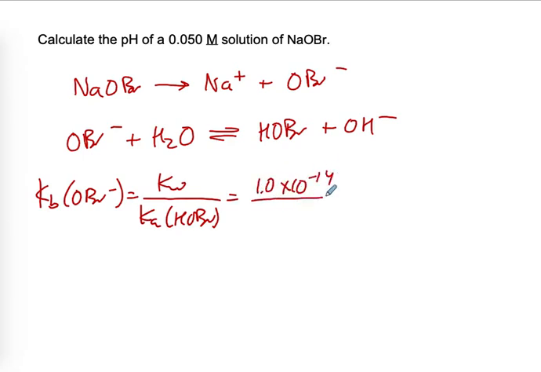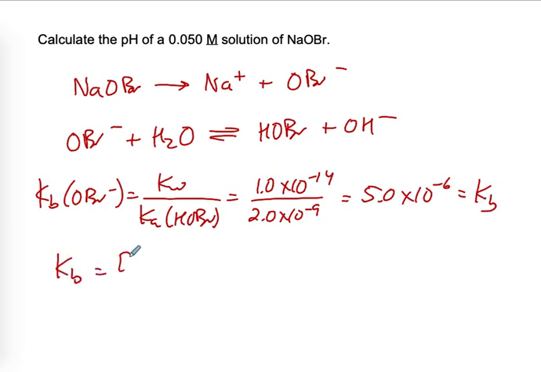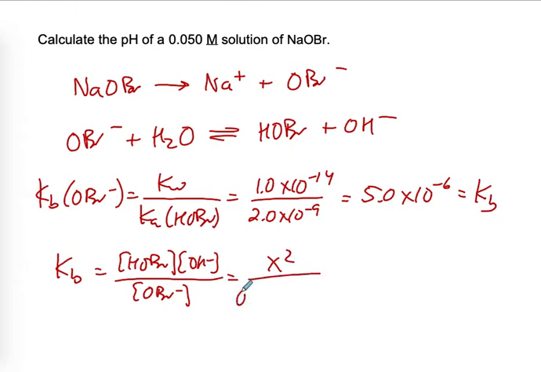I'll look that up on the table, and I see that that's equal to 2.0 times 10 to the negative 9th. So that gives me a value of 5.0 times 10 to the negative 6 for Ka. I'm sorry, Kb. I'll write out the Kb expression. Kb equals the concentration of hypobromous acid times the concentration of hydroxide divided by the concentration of hypobromite, or x squared over 0.050 minus x equals 5.0 times 10 to the negative 6th.